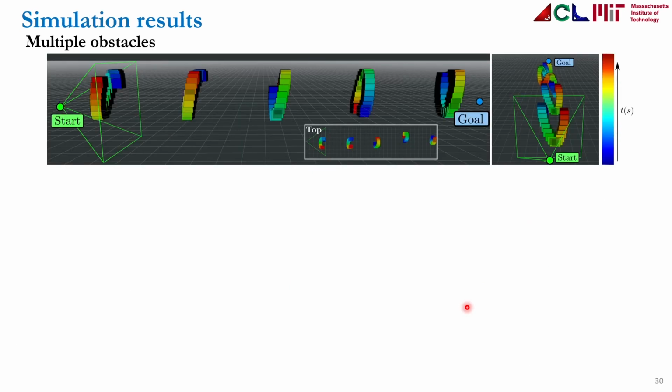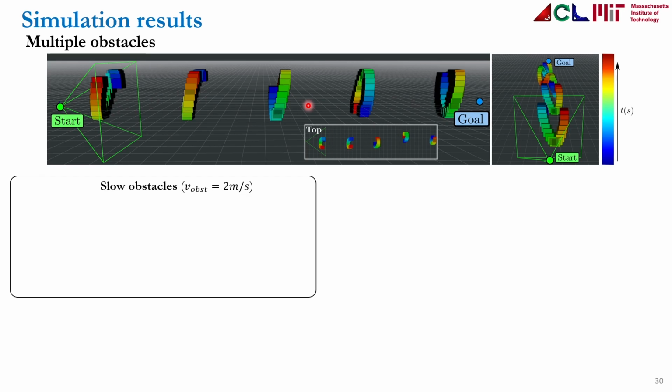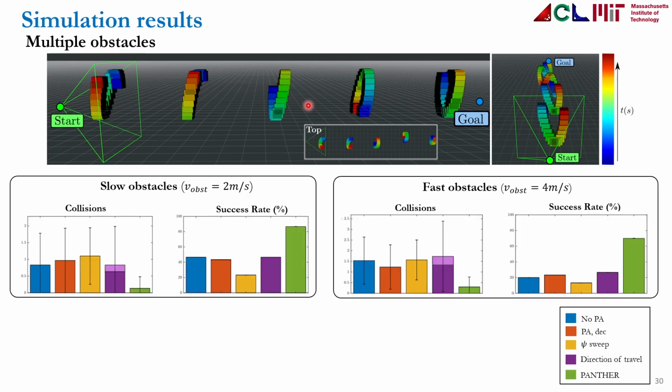We now move to a simulation where we have multiple obstacles, and here the task is to fly from this starting location to this goal location while avoiding these 5 dynamic obstacles. So we perform first a simulation where the obstacles are moving slowly, and then we also perform another simulation where the obstacles are moving faster. And we compare all the algorithms, both in terms of the number of collisions and in terms of the success rate. And here, the algorithms we compare are these 5 ones.